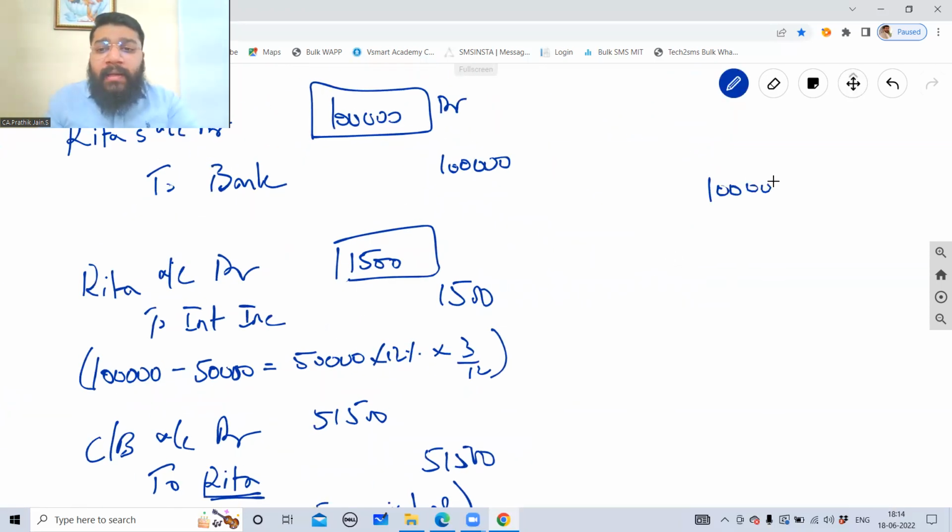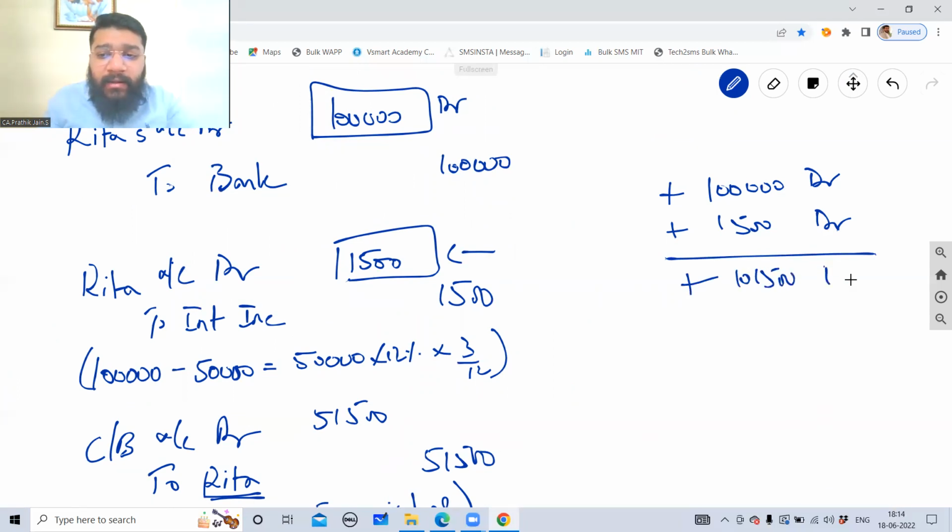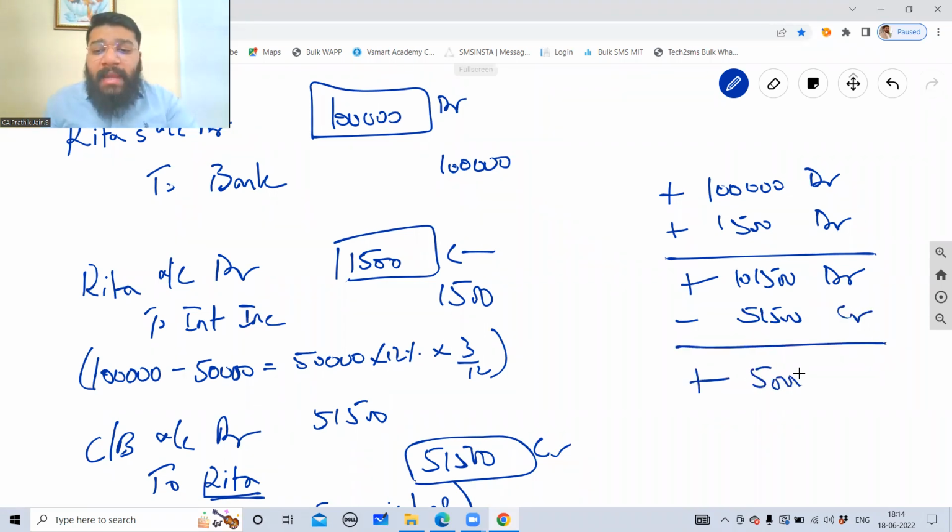You reopen Rita's account by giving a debit plus. Then further 1,500 you have to recover from Rita. So again you give a debit to Rita's account 1,500. So total 1,01,500 is recoverable. Out of that, you have credited Rita with 51,500. So minus 51,500. Credited means subtracted. So what is the balance? Balance is 50,000 lying in the debit of Rita's account.